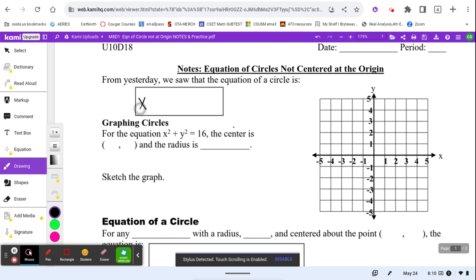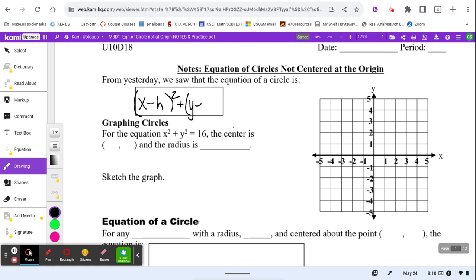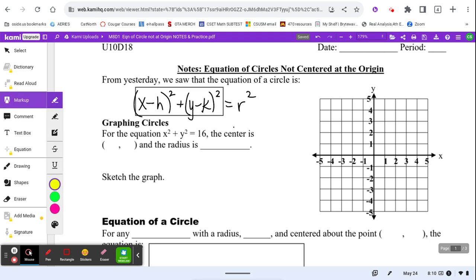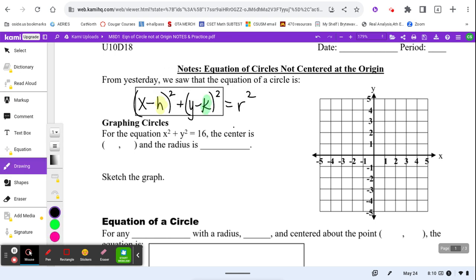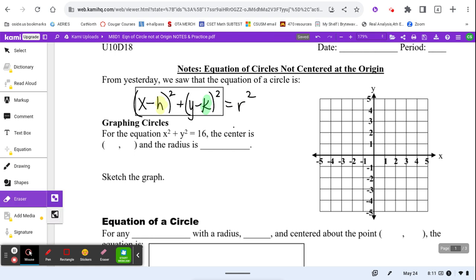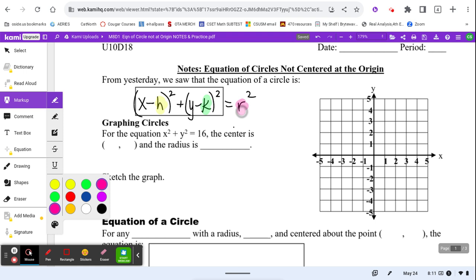So we're going to write (x minus h) squared plus (y minus k) squared is equal to the radius squared. And just like vertex form of a parabola, the center is going to be the h and the k. And then the radius is going to be the distance from the center in all four directions.